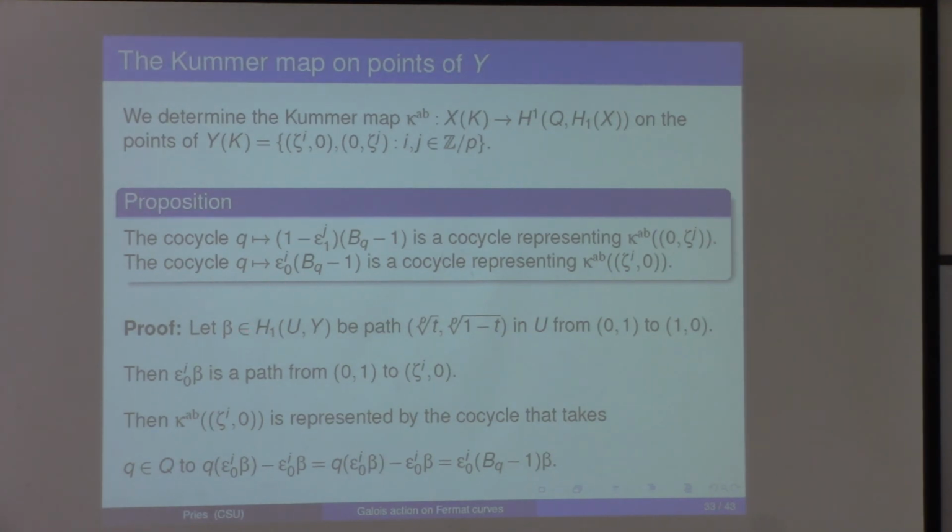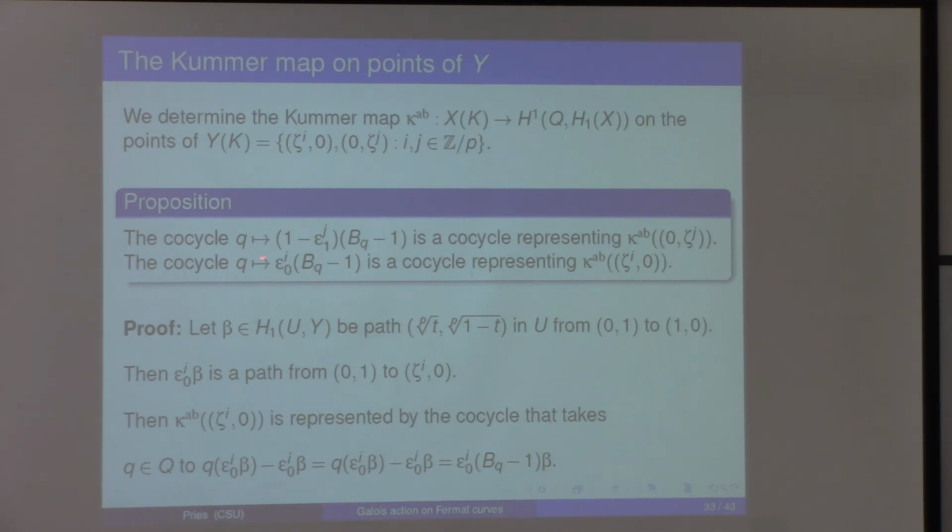Let's look at this one here. So let's look at this point, eta, which is zeta to the i, 0. That's our point eta on the Fermat curve. And we want to find what's the cocycle that represents the image of the Kummer map for that point.